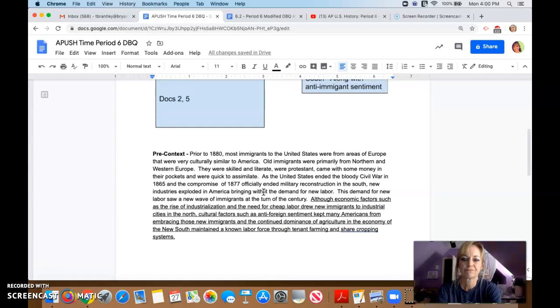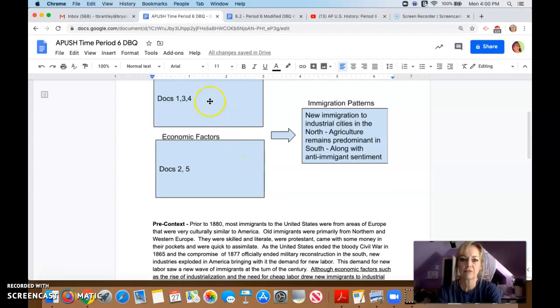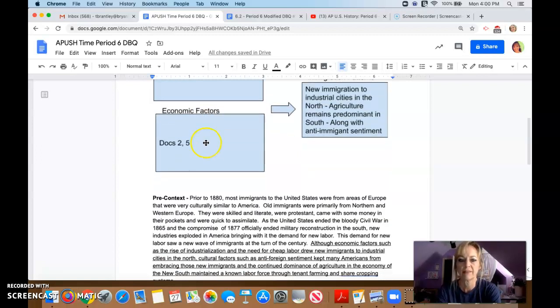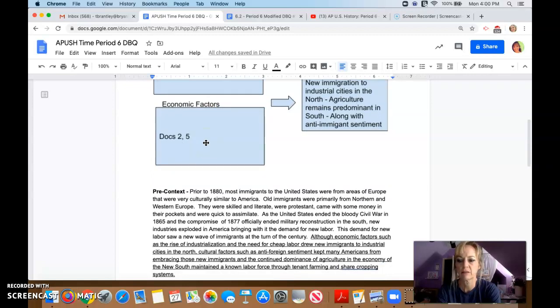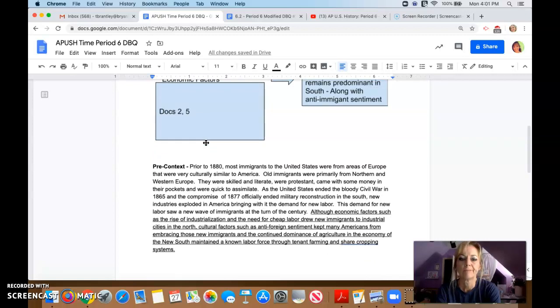So, a lot of these documents, for instance, I could put document 4 in either category, economic or cultural, and that's kind of the thing with a lot of these documents. They might fit just about anywhere depending on how you use them.